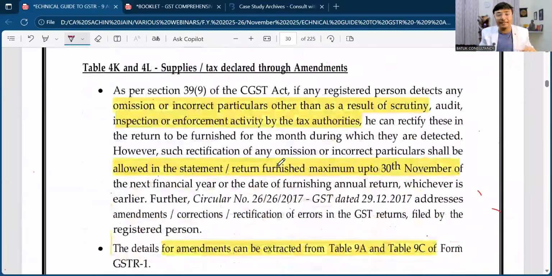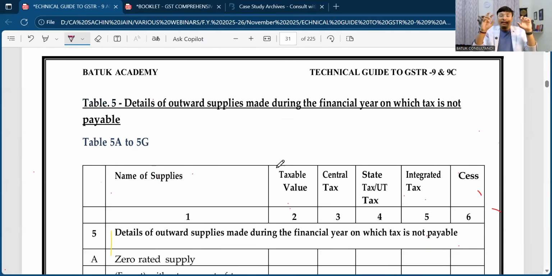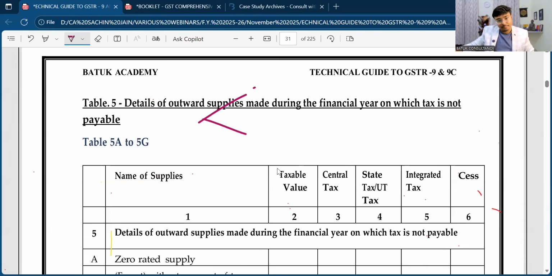The details are there in this particular book. Now, sir, at the time of initial discussion about this session, we have done the bifurcation of sales as taxable, as exempted, nil rated, non-GST. Tomorrow I will share with you one chart.